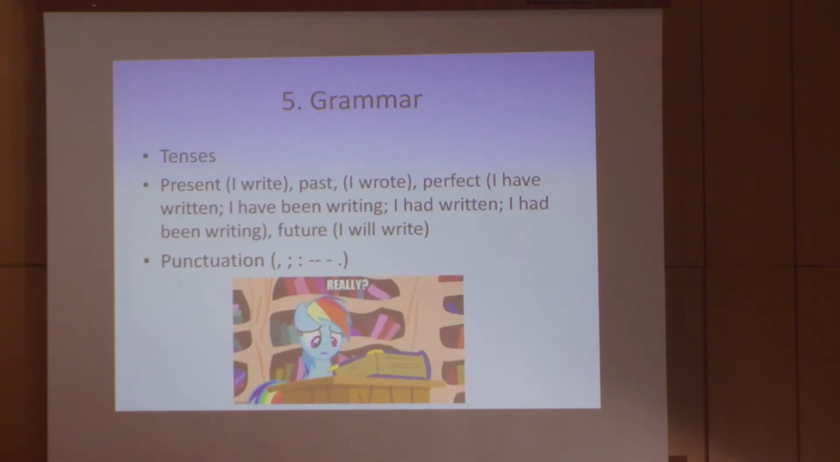So grammar first. Yay, grammar. Yes, Rainbow Dash, really. So grammar, what English has is tenses. There are different tenses in English, and if you master the tenses, then you can write things as they happen in present tense. You can write things that happened before, like flashbacks or histories, or you can write things which will happen in the future, like expectations or flash forwards.